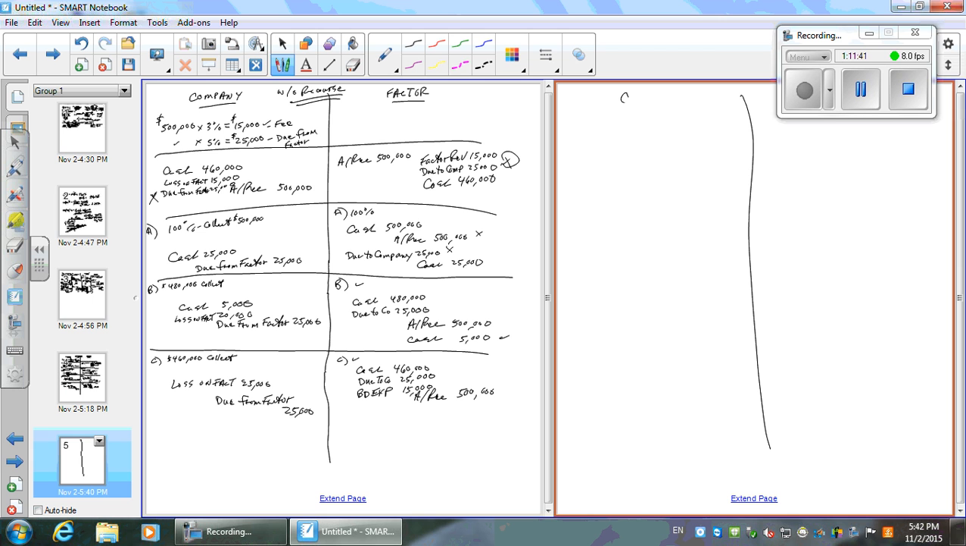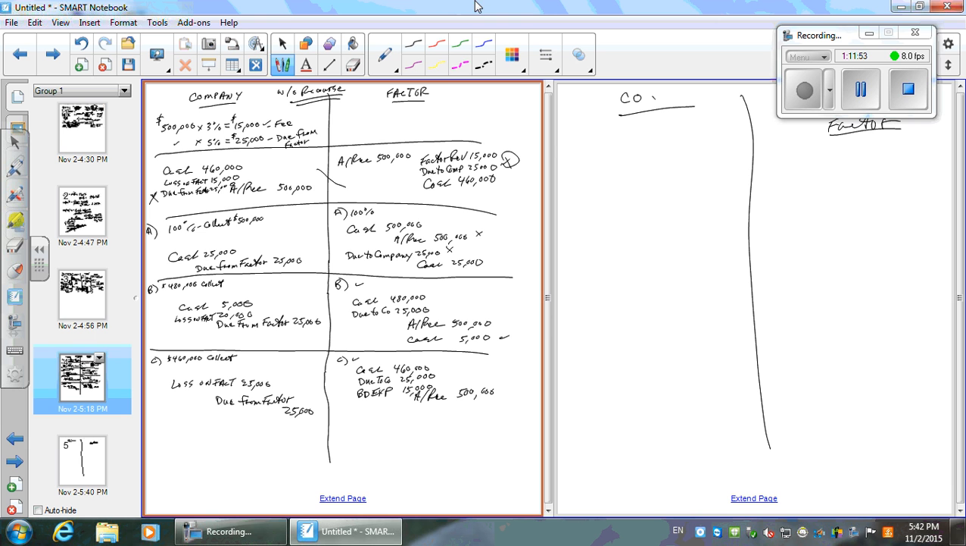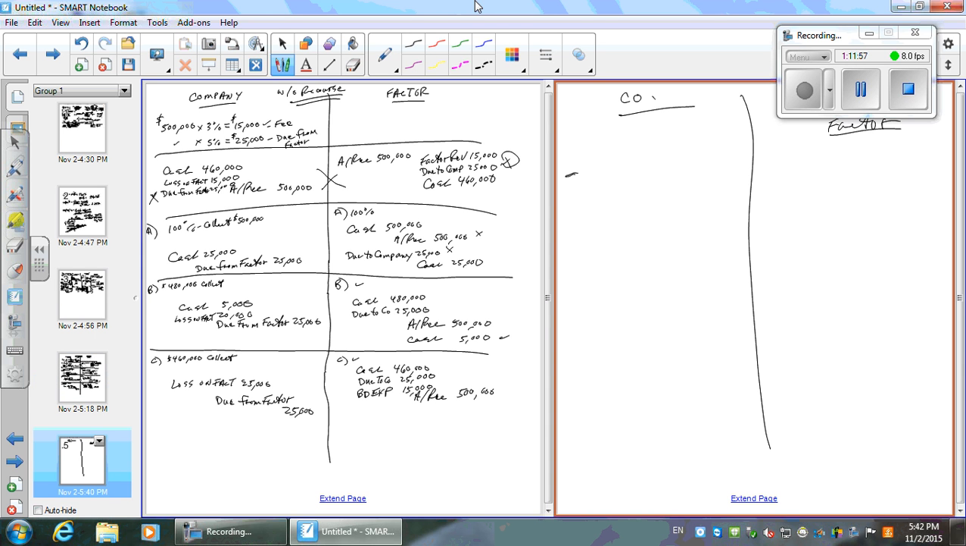Okay, let's do the company and let's do the factor for each of these. Let's do exactly the same deal. And what would the original entry look like? So let's do this original entry first. Okay, what would it be? What's the first one look like, everybody? This time there would be what?